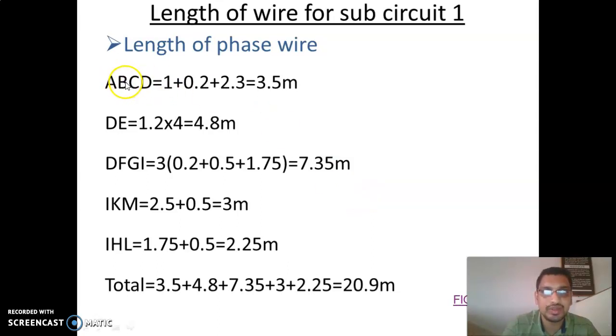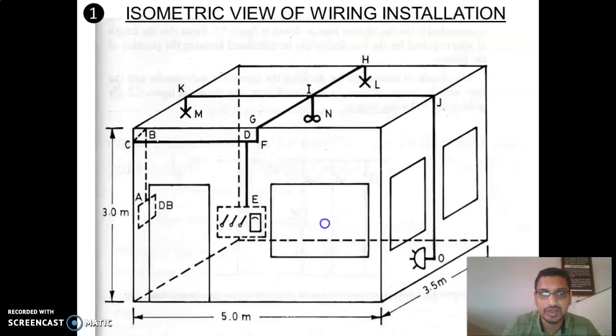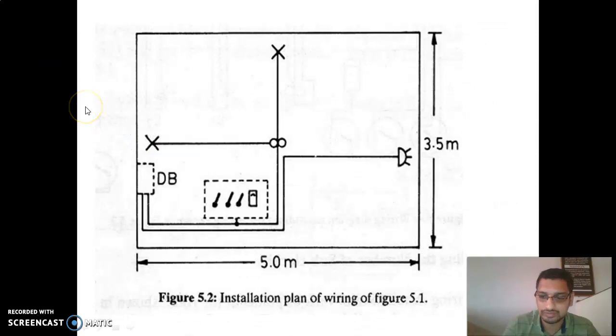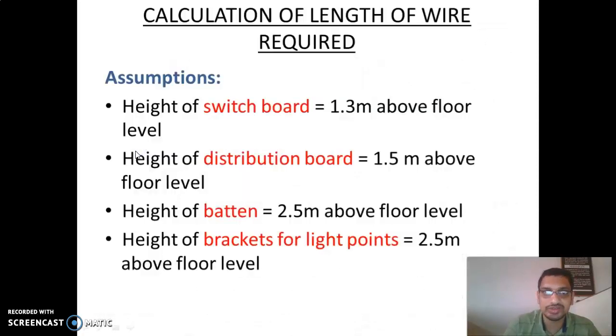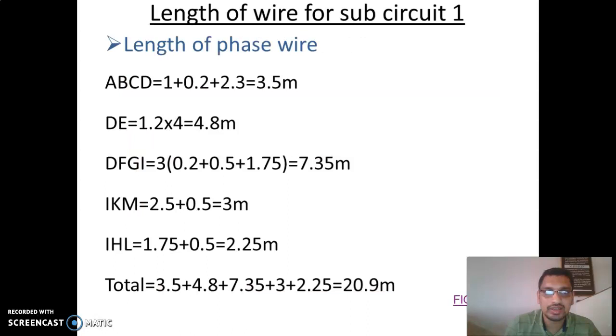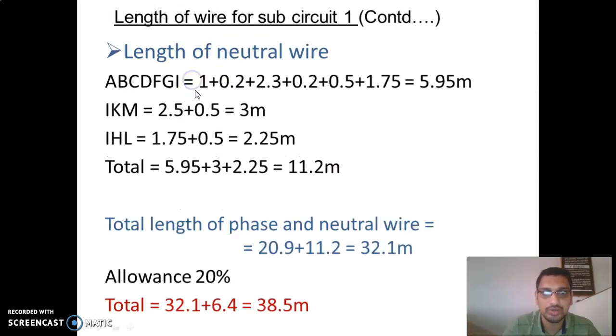Next one, BC. In BC, I think we cannot get the BC value, so we assume the value of BC like 0.2 or 0.3. Okay, so BC is equal to 0.3. We assume plus 0.2.